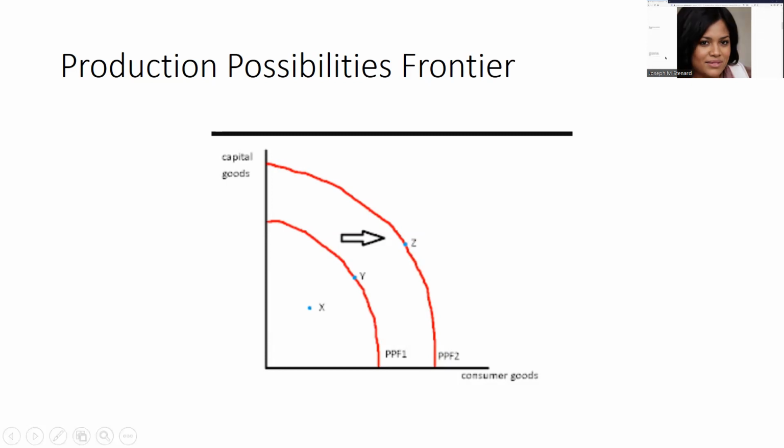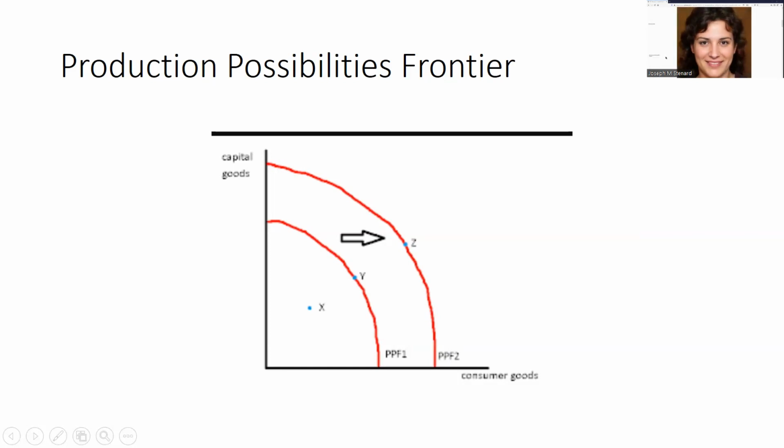And in this particular illustration, we have PPF1, which stands for Production Possibilities Frontier 1. In PPF1, an efficient use of resources would be to produce Y, because you're right on the line. X would be underutilization of resources, and Z would be impossible for PPF1.